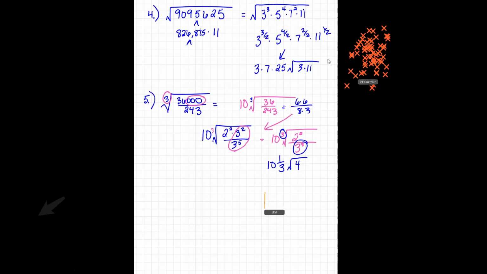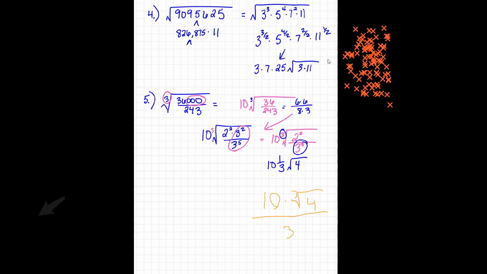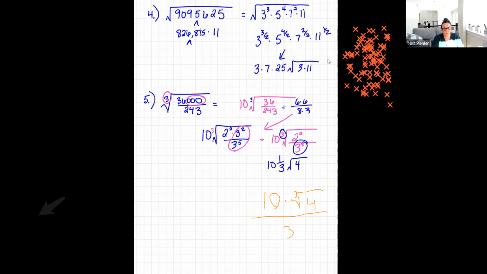I got 10 times the cube root of 4 over 3. That's perfect, the same thing, just in a different way of writing it. Yep, I love it. So instead of going ahead and taking out the 10, you factored 36,000, which is perfectly fine.